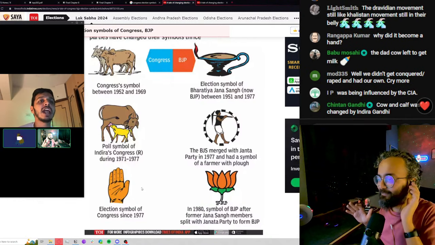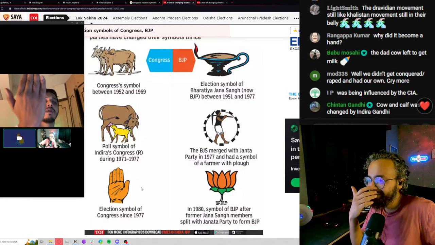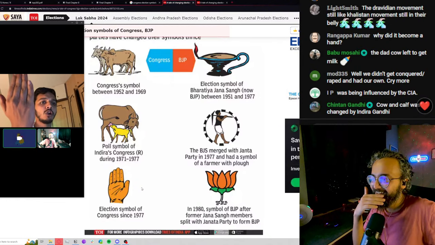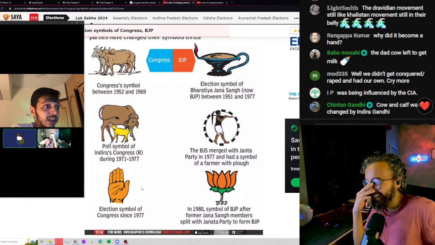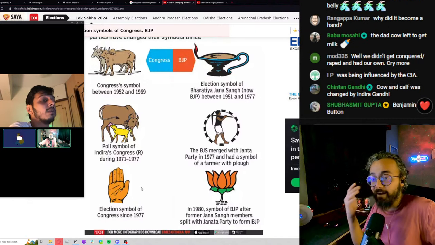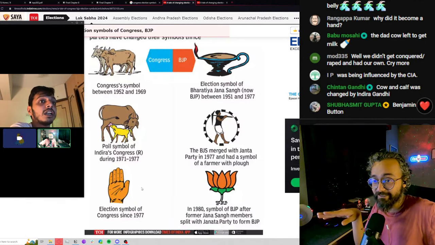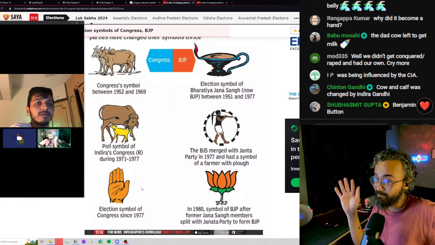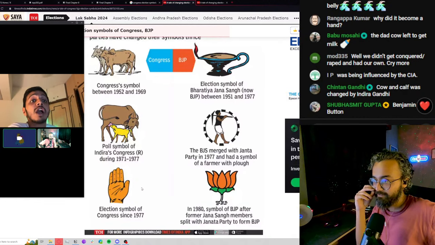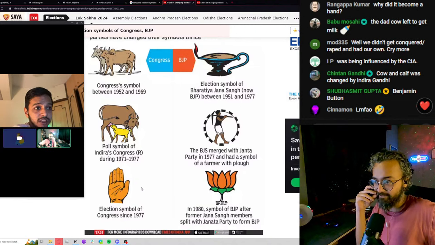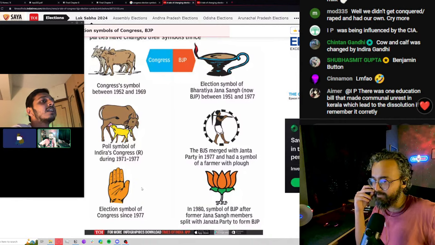Whenever I try to look at the Congress symbol, I do my hand like this and automatically I just feel a pull. I don't know where this pull is coming from. Guys, just for context, Shreyas is a palmist. He reads palms, and that is what his shows are about. And also calves. Cows, calves, palms, all Congress, party symbols, you read everything.